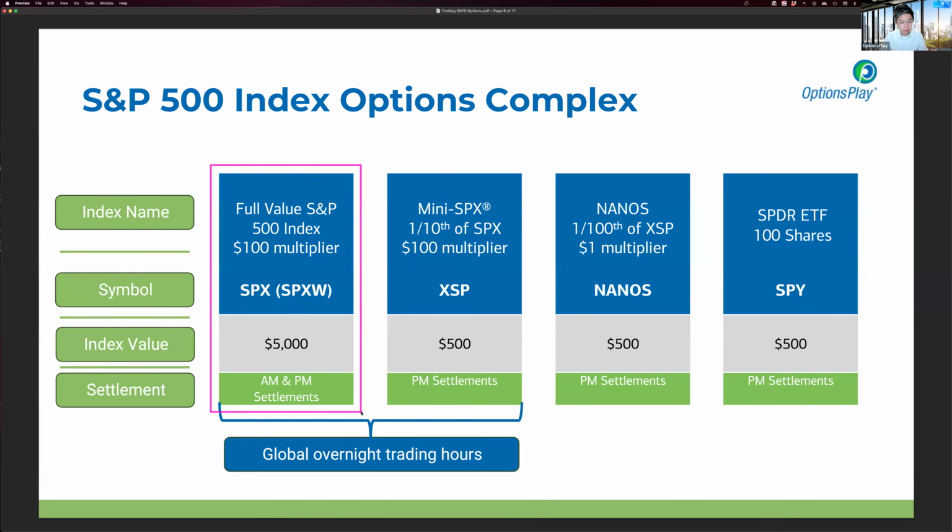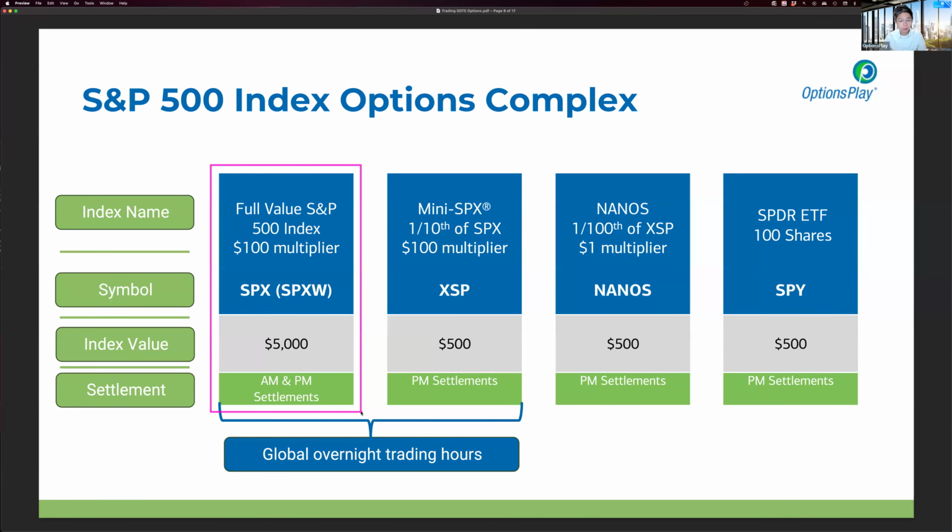That's really where the index options expire on the last print of the expiration date, or the closing price of the expiration date. S&P is obviously right now around a $5,000 index value, and with a $100 multiplier, that makes it a little over $500,000 contract. These are AM and PM settled. This is kind of the gold standard when we talk about index options in terms of liquidity, and in terms of access to the number of expiration dates that are available.